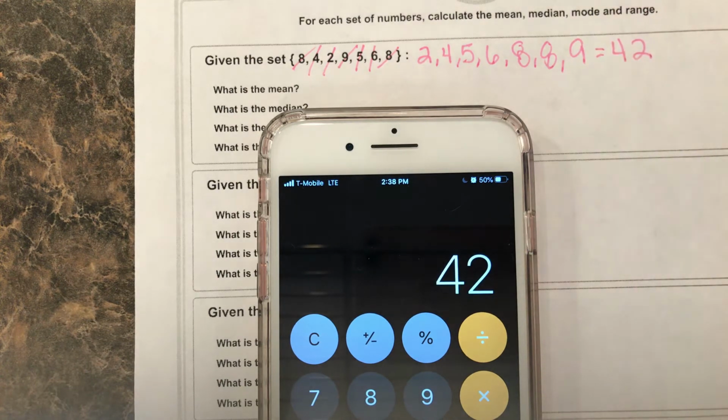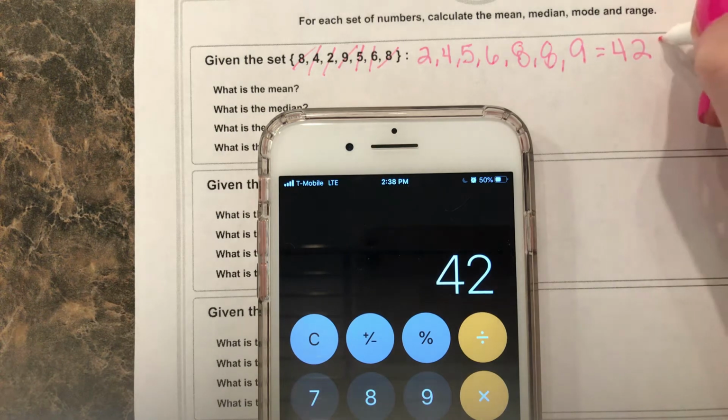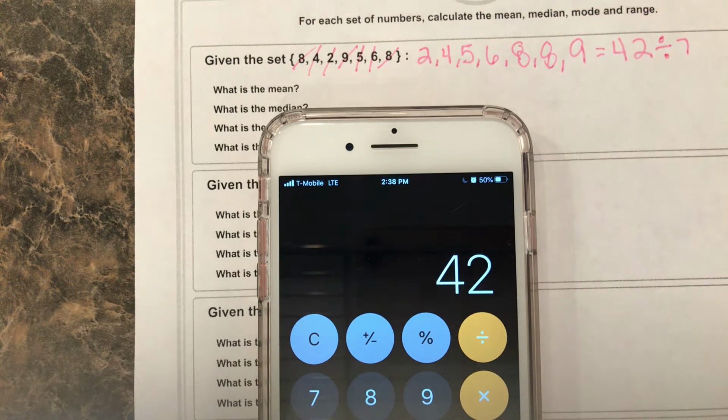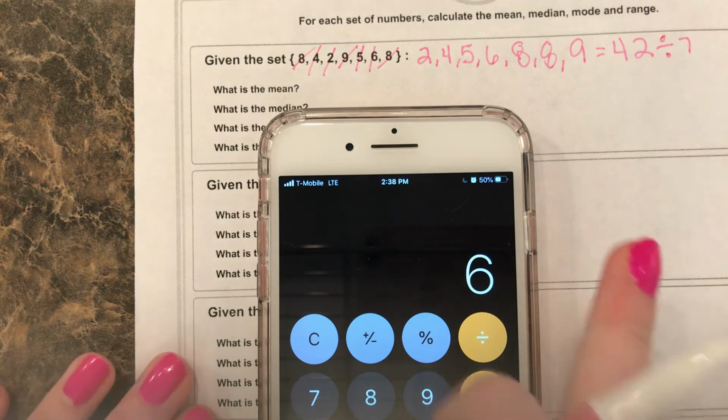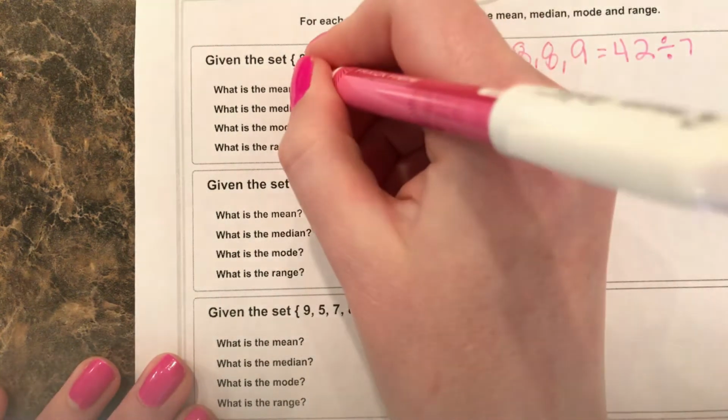Now we're not finished because to find the mean we have 2 steps. So that's step 1. Step 2 is divide our total by the number of numbers in our set. So we had 1, 2, 3, 4, 5, 6, 7 numbers. So we have to take 42 and divide it by 7. And that gives us 6 for our answer.